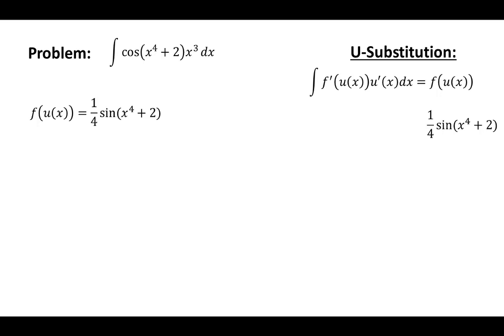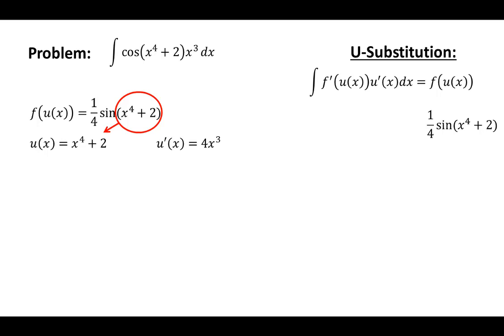this property holds. So if that's our f of u of x, we can just define our u of x first, which is in the middle of that sine function here. So u of x is going to be x to the fourth plus 2, and then we can find the derivative of this, or u prime of x, which is just 4x cubed by the power rule.